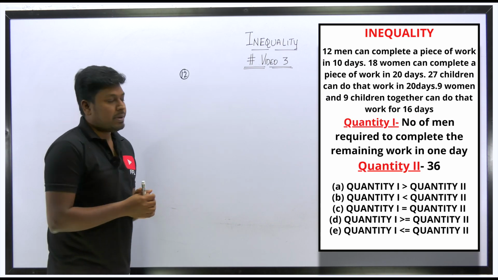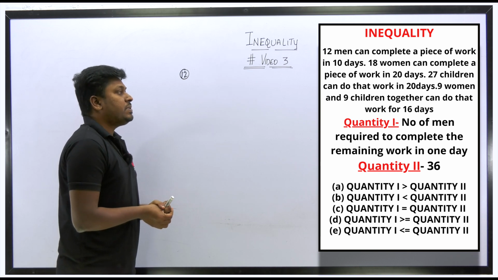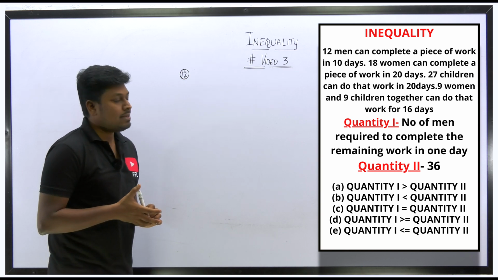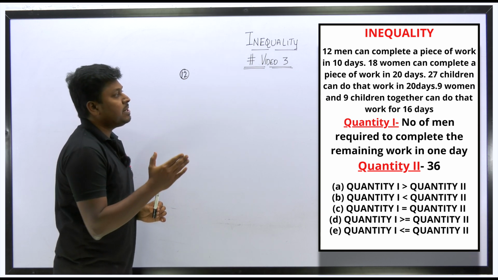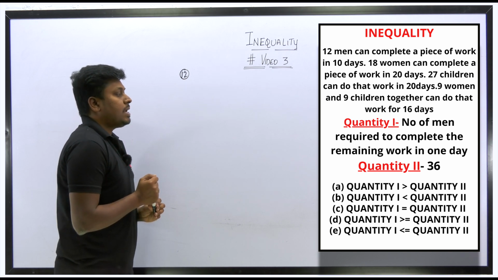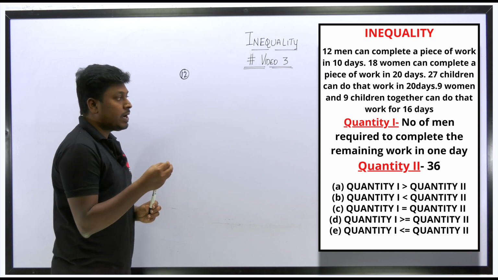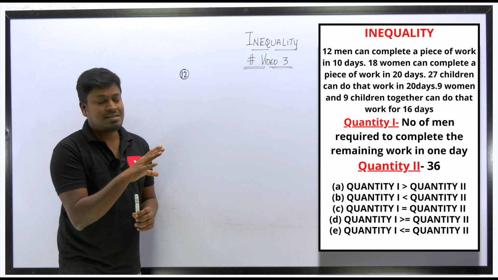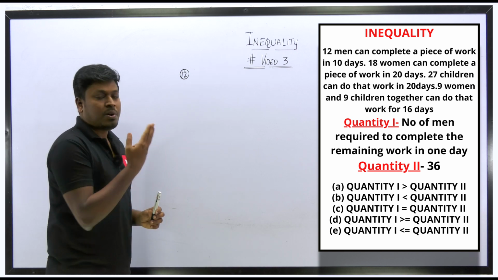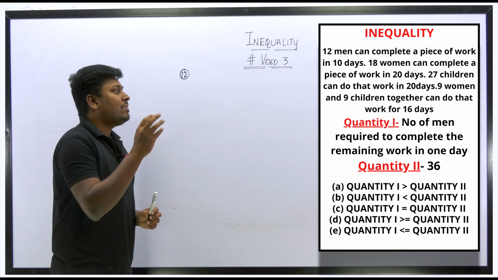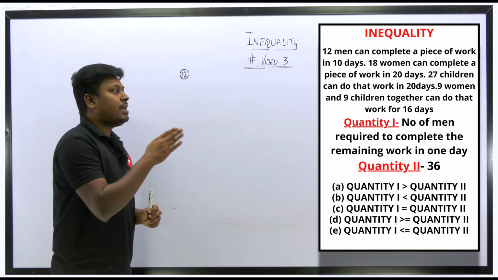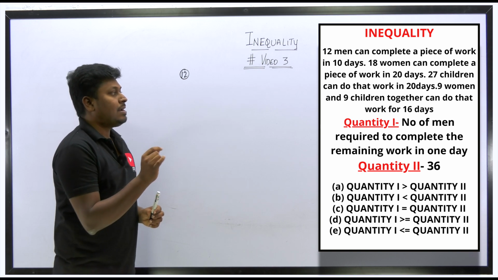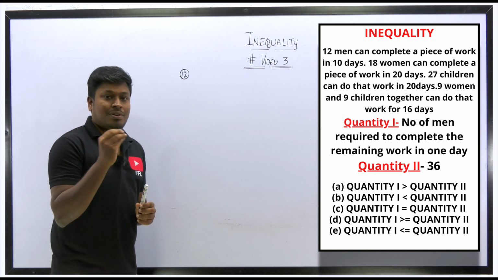So question number 12. 12 men can complete a piece of work in 10 days, 18 women can complete a piece of work in 20 days, and 27 children can complete a piece of work in 20 days. 9 women and 9 children together do the work for 16 days. This is the passage they have given initially. So we can say that this is a question from the topic called time and work, right? They have given 12 men, 18 women, 27 children, and finally what they are saying is 9 women and 9 children together do the work for 16 days.